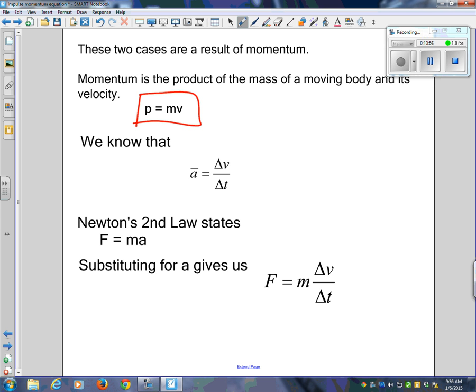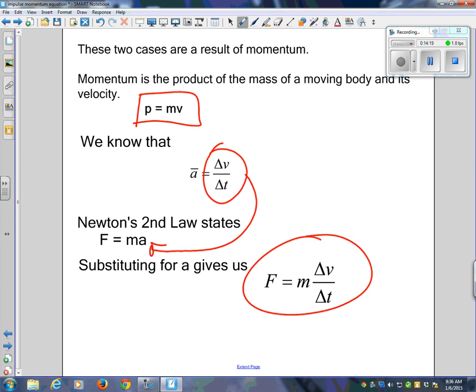You've seen this already. a-bar, average acceleration, is equal to delta v over delta t. Newton's second law also states that F equals ma. And so you take this version of a and you plug it in there. And in fact, the guy in the video said that Newton's second law was actually this one here. And we've sort of stepped it back to this. But substituting a, delta v over delta t, gives us F equals m delta v over delta t.